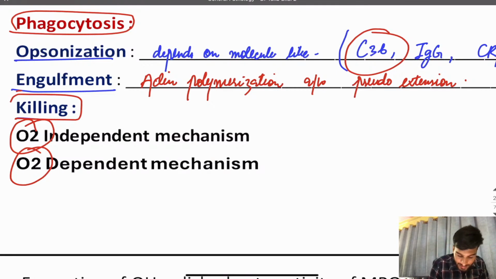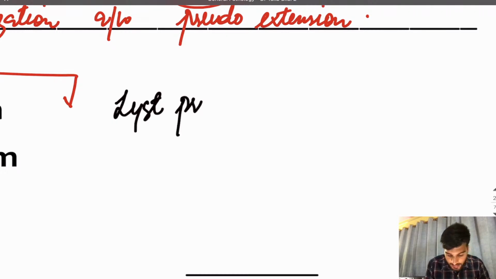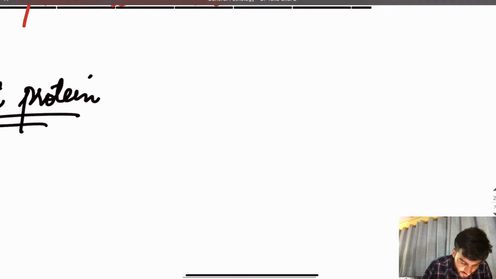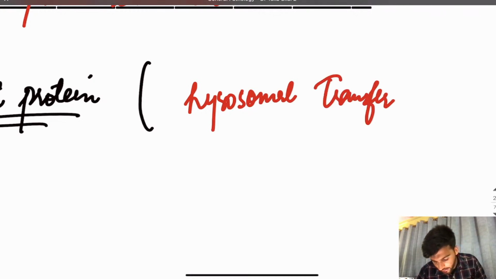Now while this killing happens, guys, we need a protein. There is a lysosomal transfer protein called the LYST protein. What is this protein? It's the lysosomal transfer protein, and it helps in the killing.